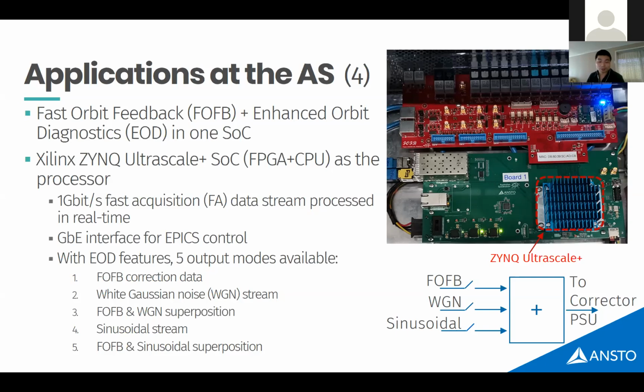An FPGA-based fast orbit feedback system has been developed and deployed, and the Australian Synchrotron aims to improve the stability of the electron beam. With the FOFB system, it is able to reduce the integrated RMS motion by 50% to 90% up to 300 Hz.